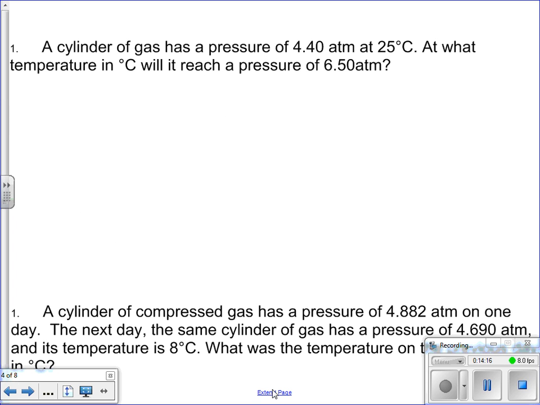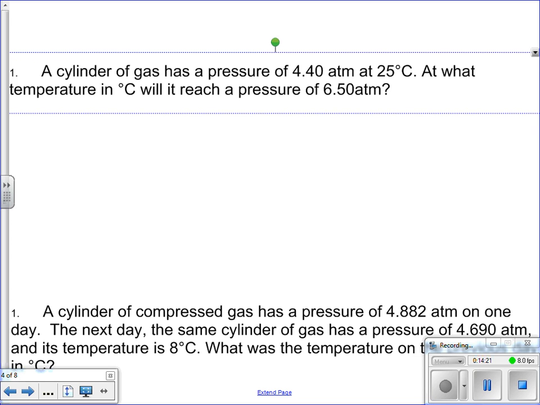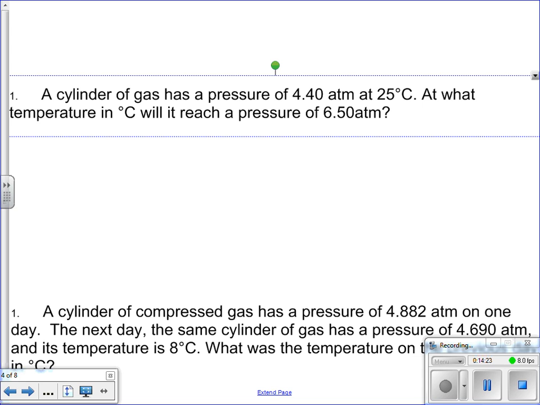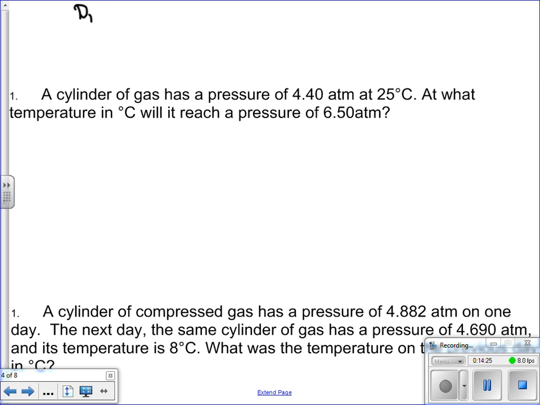Our next type is Gay-Lussac's law. He compares pressure and temperature to one another. And so his law is P1 over T1 equals P2 over T2. And this should be as our pressure increases, our temperature also increases.